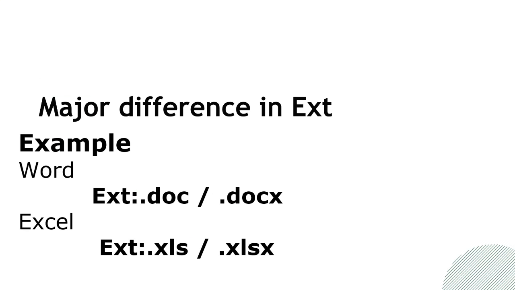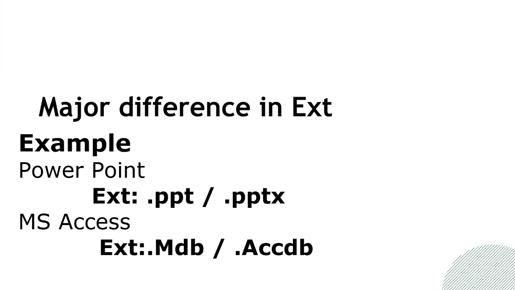Now Word is .docx, and Excel was .xls and now is .xlsx. PowerPoint, before it was .ppt, and now it is .pptx. MS Access, previously it was .mdb, and now it is .accdb. Okay, so from my side I completed the basics of software and the basics of MS Office.